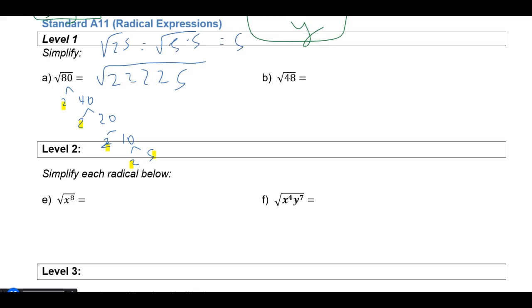Now what actually happened is that you take it out in pairs, in groups of 2, and it comes out, oh, that's supposed to be a 5. And it comes out just as itself. And if there's nothing left over in the radical, then the radical disappears, so that would be the answer. So, I'm going to erase all this.